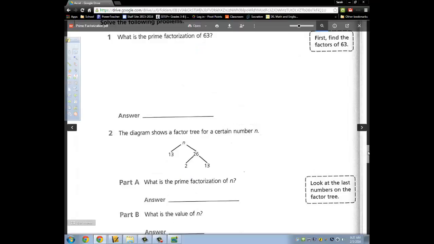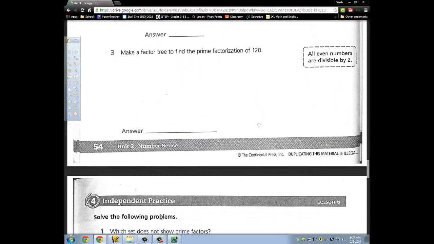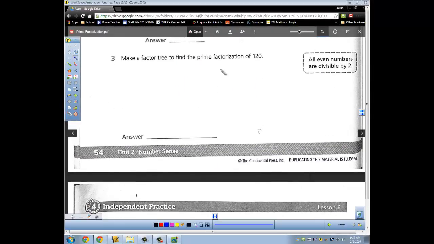Okay, last one. Number 3, make a factor tree to find the prime factorization of 120. So I got 120. I'm going to factor this to 12 and 10. Both are composite. 12 can factor into 2 and 6. 2 is prime. I can factor 10 into 2 and 5. Both are prime. And 6 factors into 2 and 3, which are both prime.